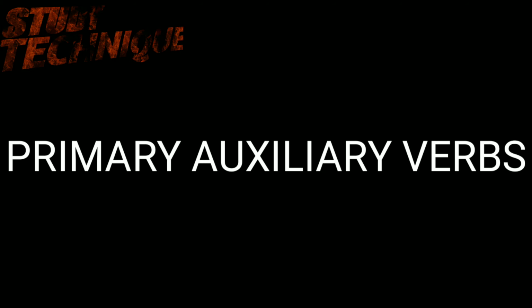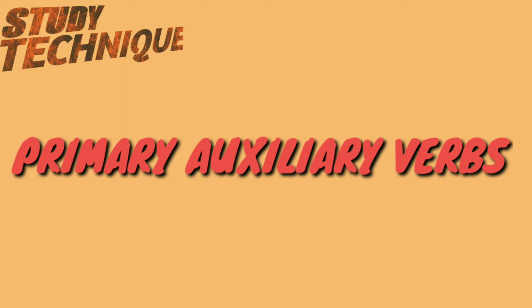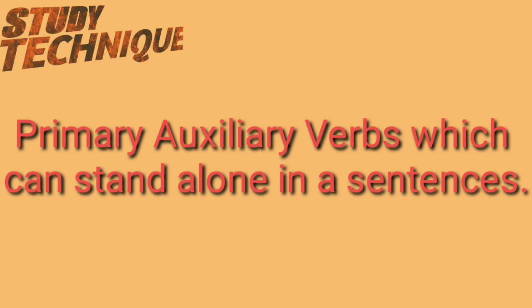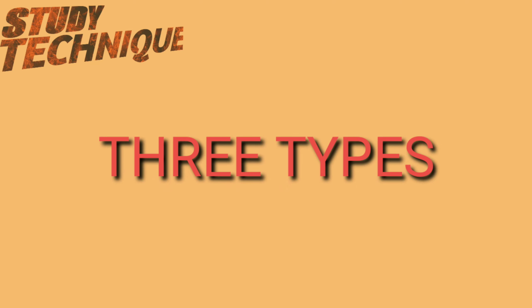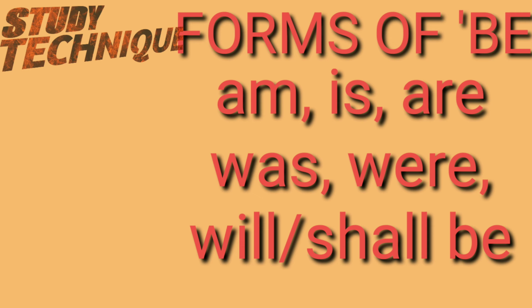Auxiliary verbs are of two types: primary auxiliary verbs and modal auxiliary verbs. So let's learn more about primary auxiliary verbs. Primary auxiliary verbs, which can stand alone in a sentence, are most commonly of three types. Forms of be means am, is, are, was, were, will, shall, be. These are the forms of be which are primary auxiliary verbs. Okay.